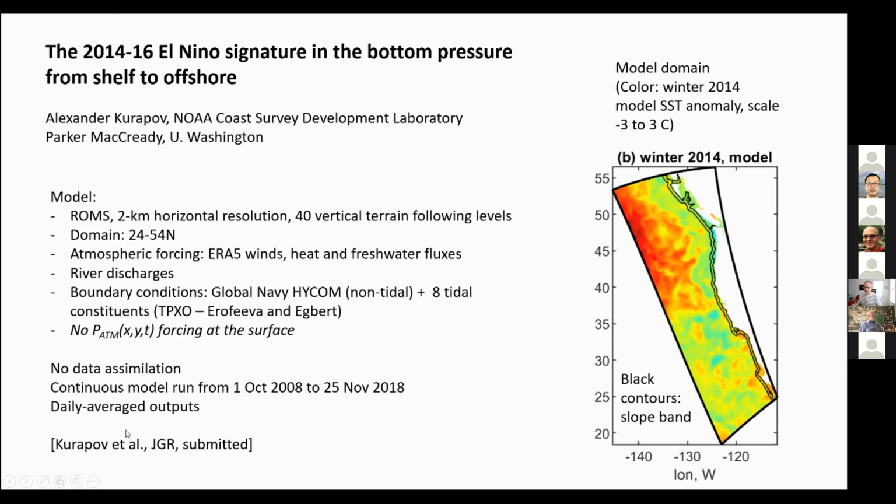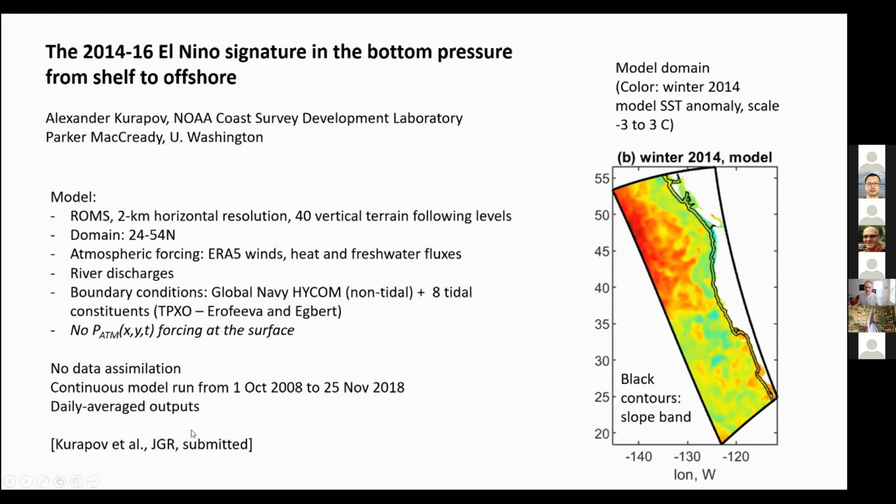And we actually submitted a paper that describes numerous comparisons along the coast. Pretty good model from my standpoint. It is a continuous run from 2008 to 2018, and notably it does include the heat wave period of 2014-16, which will be the focus of my presentation. Since it's a long model run at high resolution, we have to deal with the daily average outputs.